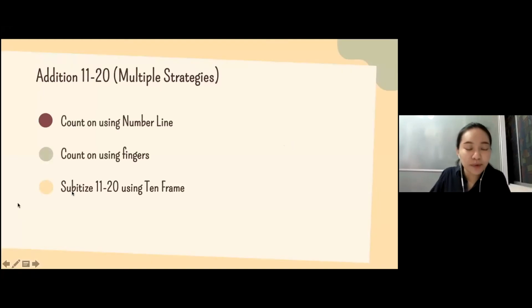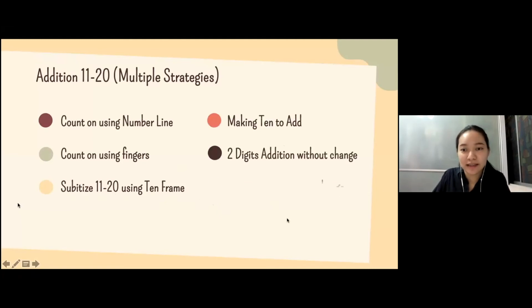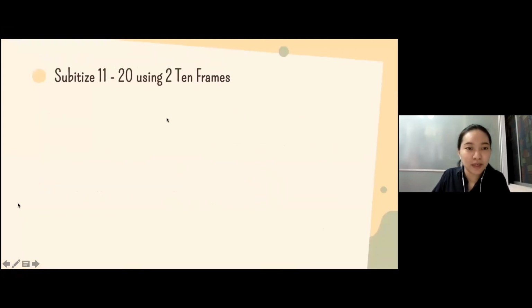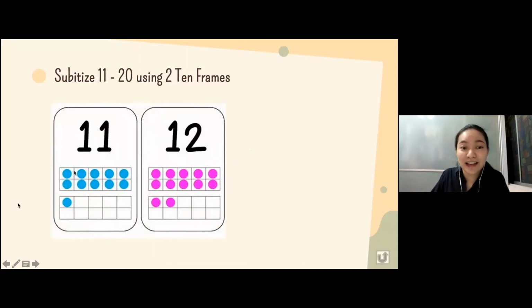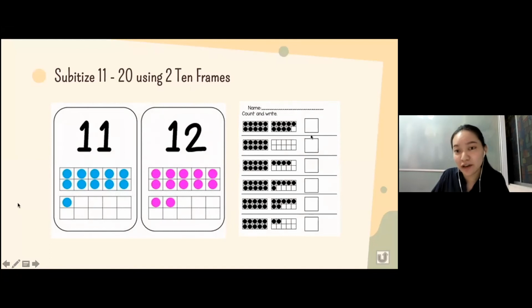And then we will be supersizing 11 to 20 using 10 frame, and then making 10 to add. Okay, we will go through this now. Supersize 11 to 20 using 2 10 frames. Remember, under number concept 11 to 20, we teach them 11 is 1 ten and 1 unit. 10 and 2 make 12. 10 and 1 make 11. And we have this kind of exercise.